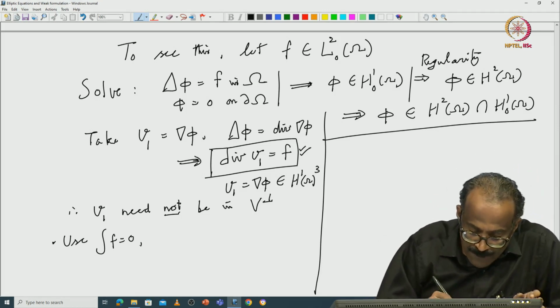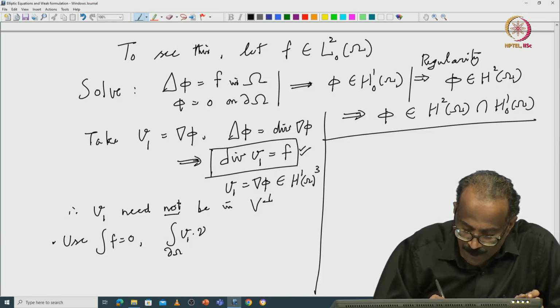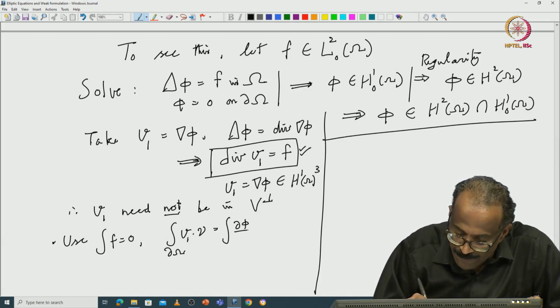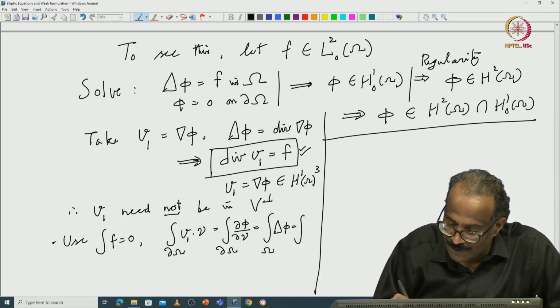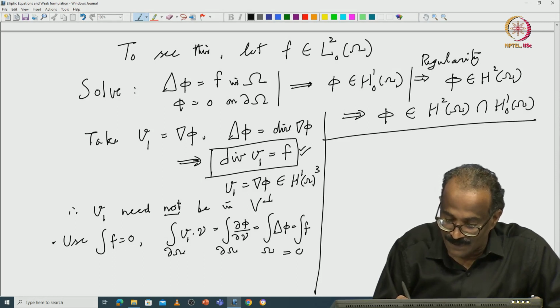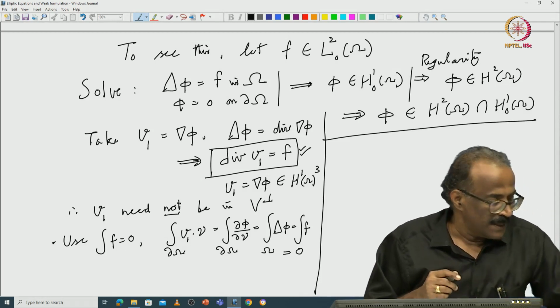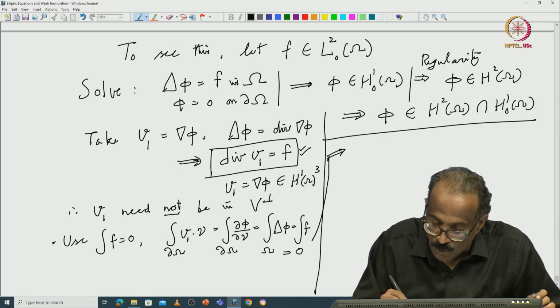Okay. So the integral over the boundary of omega of V1 dot nu, but V1 is grad phi, that is nothing but d phi by d nu over the boundary. By integration by parts, this is equal to the integral of the Laplacian of phi over omega, that is equal to the integral of f. Therefore that is equal to 0. So V1 dot nu integrates to 0, and this condition can be used.